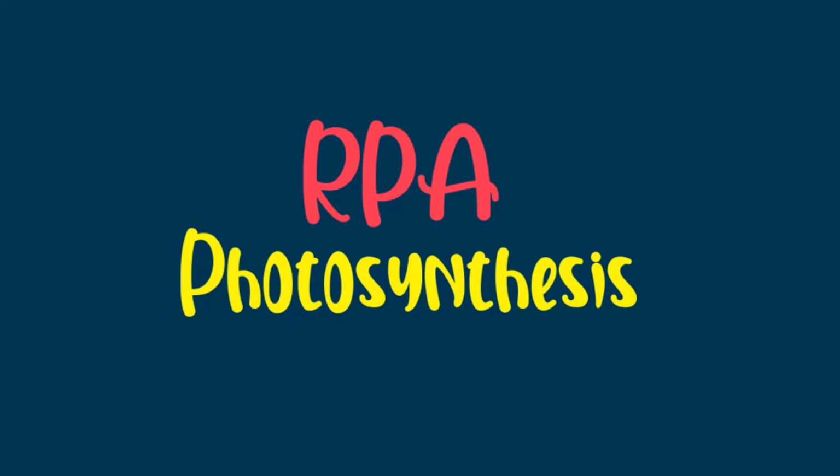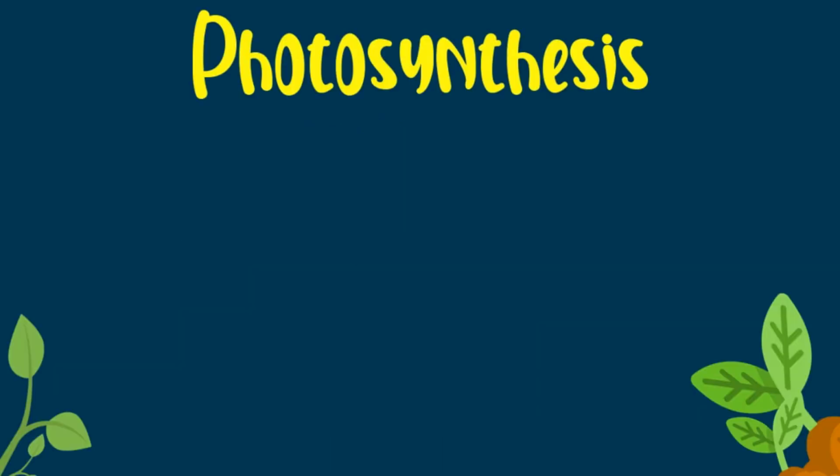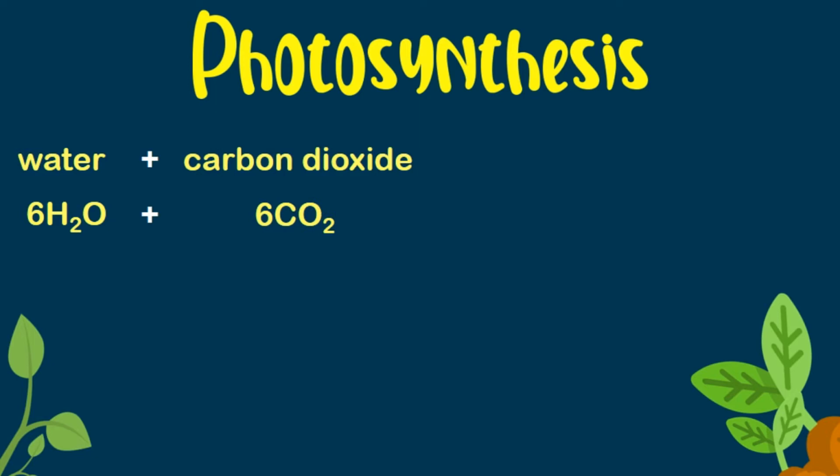So this is an RPA video. This one's about photosynthesis. Let's just get straight to it. In order to understand this, you need to know about photosynthesis. Quickly, I've made a video on it before, but I'll just remind you, what happens is it happens in plants, and you take water and some carbon dioxide and it converts it into oxygen and glucose.